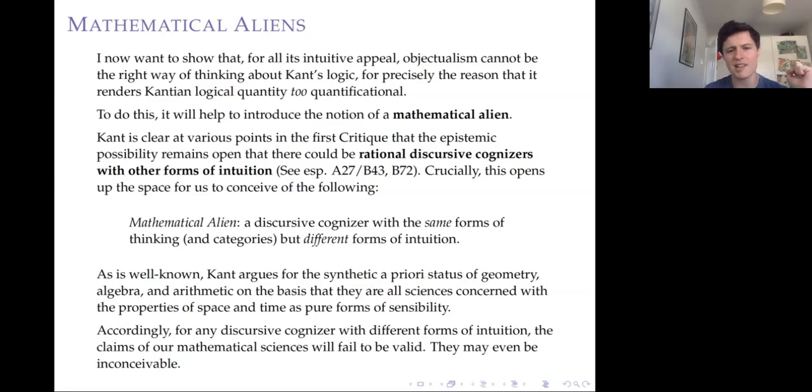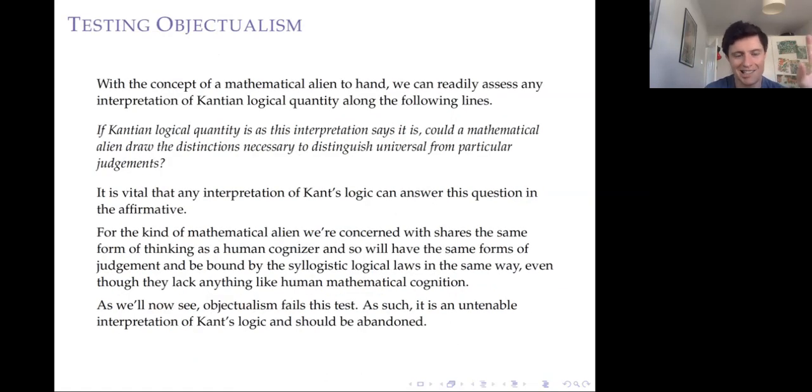What can we say about the mathematical alien? Well, they're a kind of odd thing to try and imagine, because they would be a creature for which the synthetic a priori claims of geometry, algebra, and arithmetic would not be valid. In fact, I think they'd probably be inconceivable for them. So this is a thing that both has our logic and our way of thinking, but doesn't share our mathematical cognition.